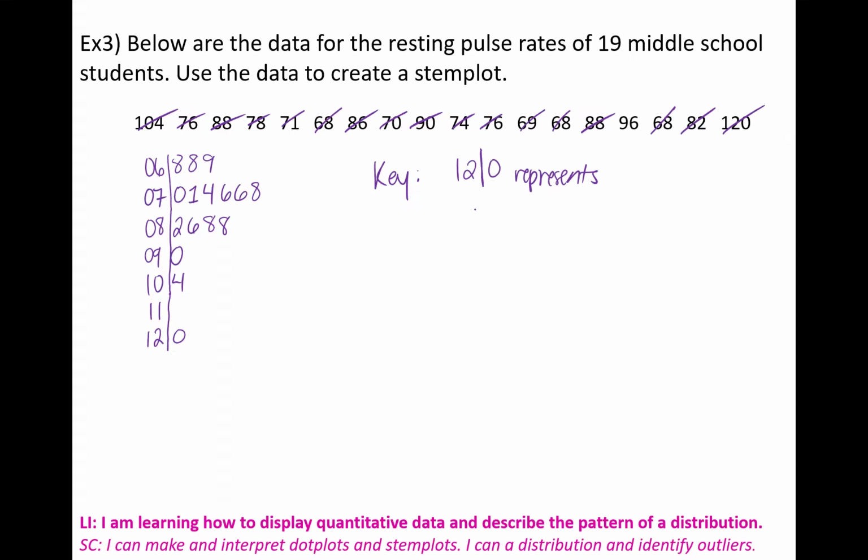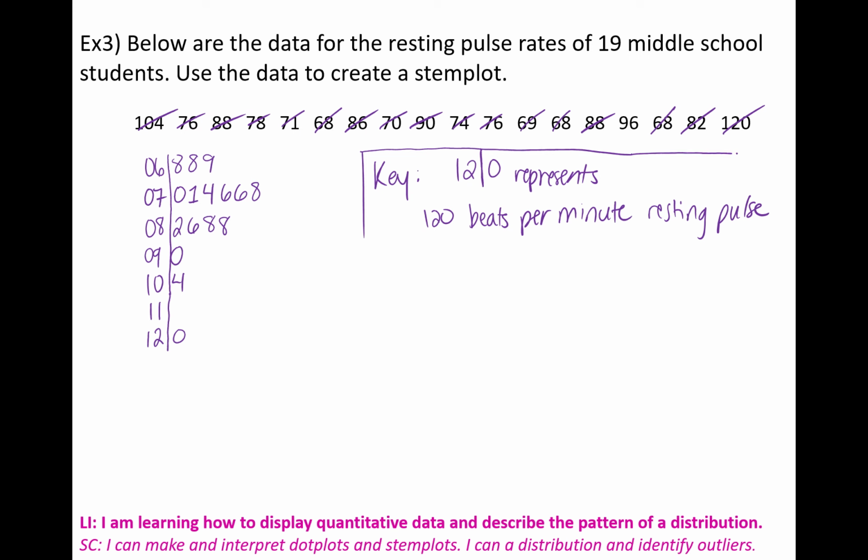120. It doesn't say it on this part, but it is beats per minute. Maybe it says it on yours. Beats per minute is what this is being measured in, and I apologize if it doesn't say it on your sheet. That's what it's supposed to be. 120 beats per minute resting pulse. So this is a resting pulse. And so this part becomes crucial to understanding a stem and leaf plot.